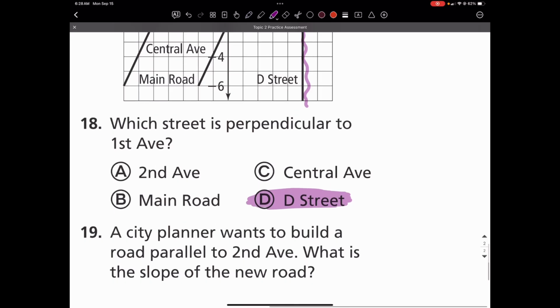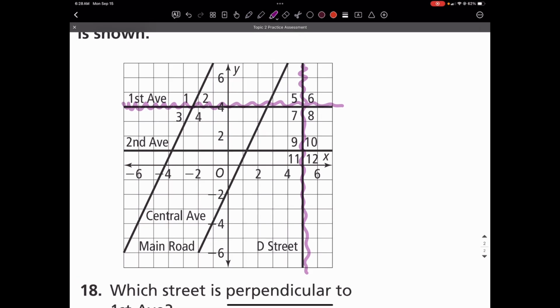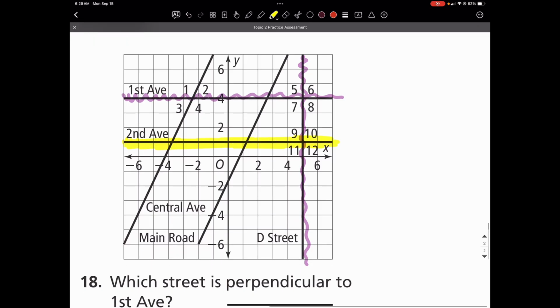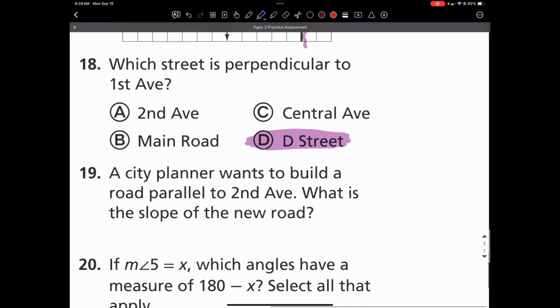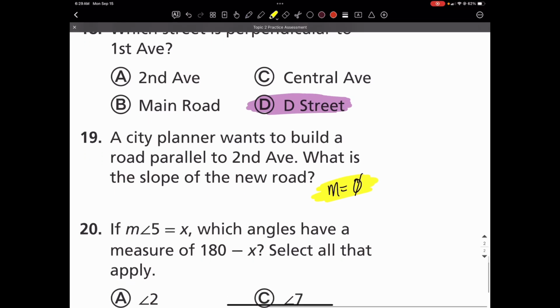A city planner wants to build a road parallel to 2nd Avenue. What is the slope of the new road? Okay, well, this is 2nd Avenue, okay? If you notice, 2nd Avenue is a horizontal line. There's no vertical change in 2nd Avenue as it goes horizontally. Therefore, the slope of 2nd Avenue is going to be 0 slope, right? So m equals 0. So therefore, a line parallel to that would be a line with a 0 slope as well. So a line parallel to 2nd Avenue would have a slope of 0.